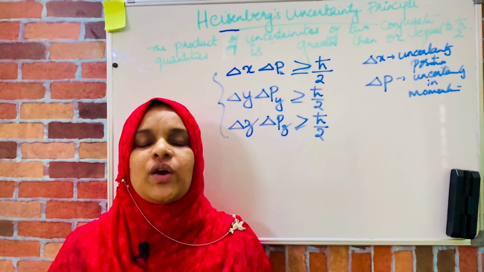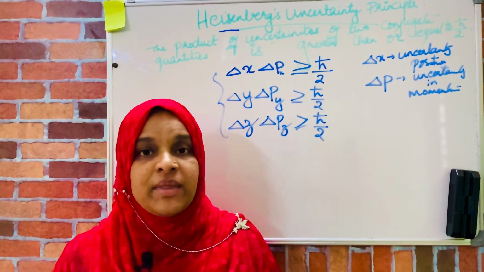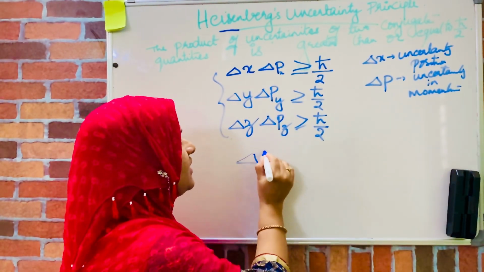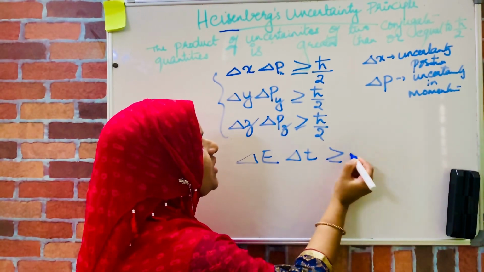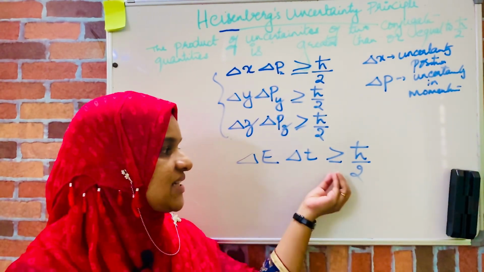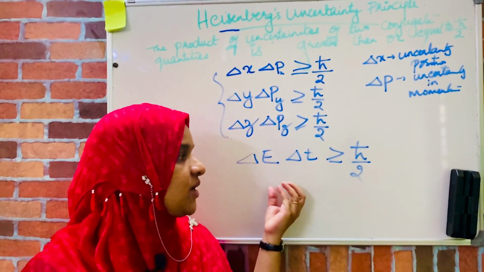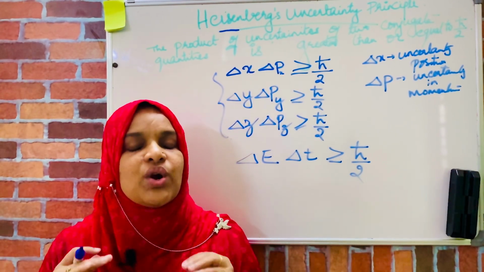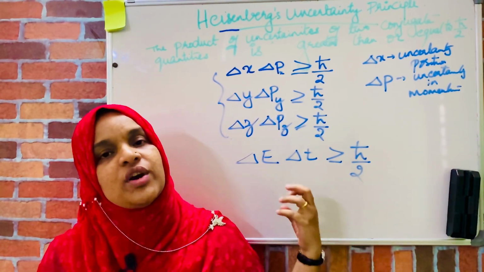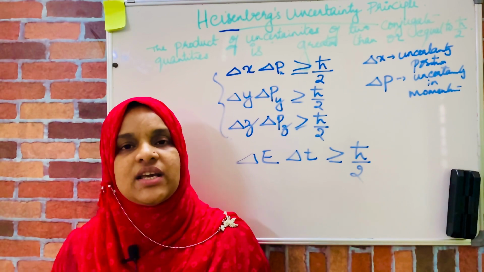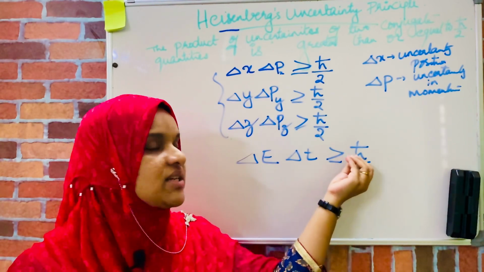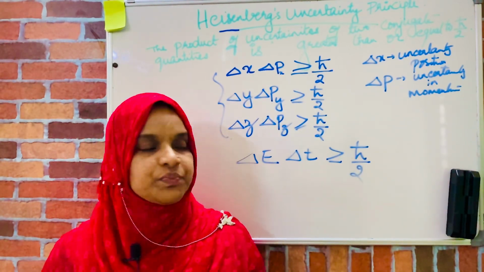Then we have another pair of conjugate quantities, that is energy and time. The mathematical statement for uncertainty in energy and time is delta E delta T greater than or equal to h cut by 2, where delta E is the uncertainty in energy and delta T is the uncertainty in time. Time and energy are two conjugate quantities, so it is not possible to measure simultaneously and accurately energy and time. If you are measuring energy and time simultaneously, there will be an error in both the quantities, and the product of the errors will be greater than or equal to h cut by 2.